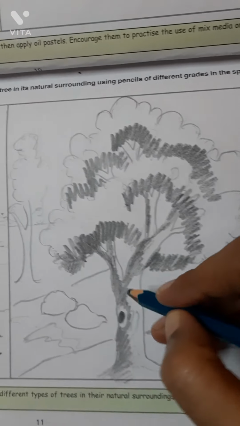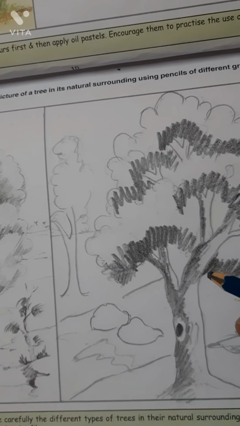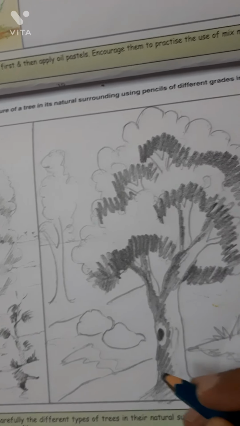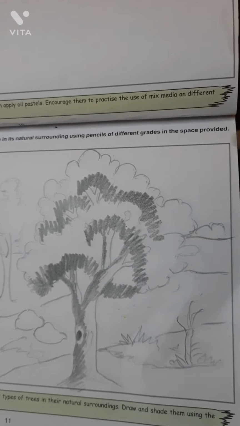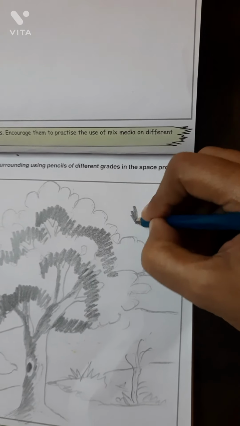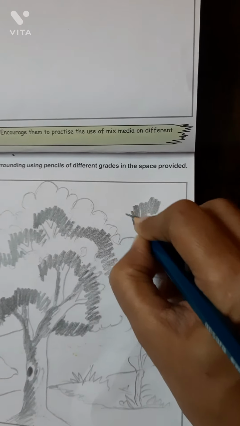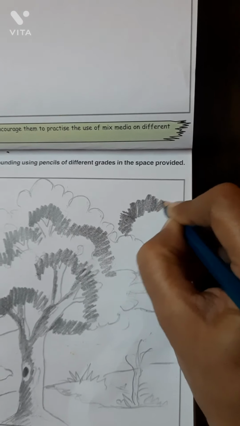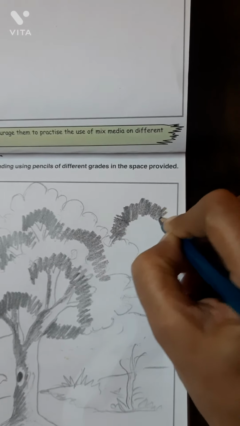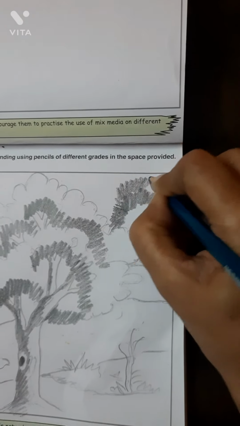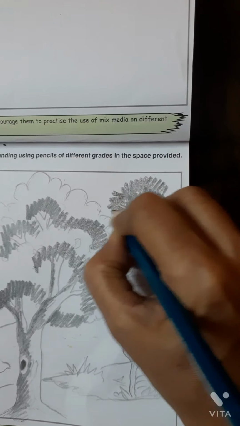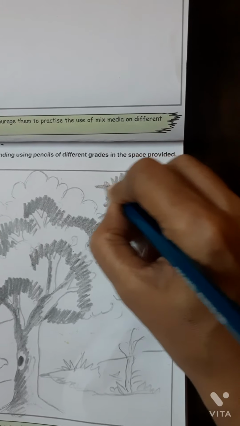Every tree has different types of leaves, so it means every tree has different strokes of leaves. So you can do like this. These are the strokes of the leaves. So practice these strokes like this, like this.